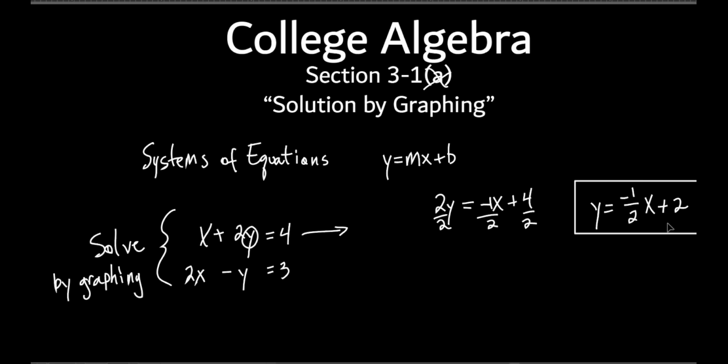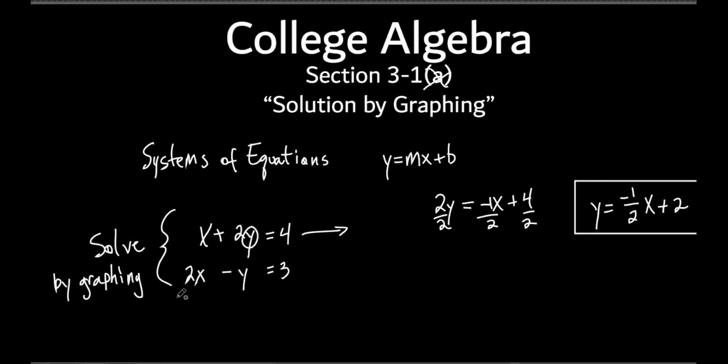Everybody with me so far? So we're going to graph that in a second. But what do I need to do now? I need to get this thing into y equals mx plus b in slope-intercept form. You can do it a couple ways. You know what I would do? I would add a y to both sides just to keep it positive.